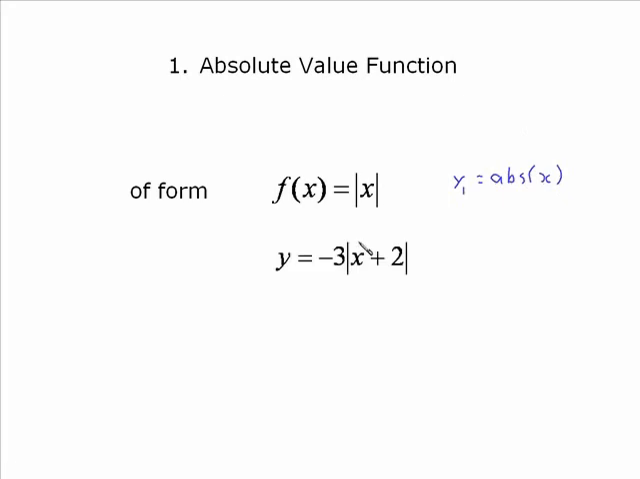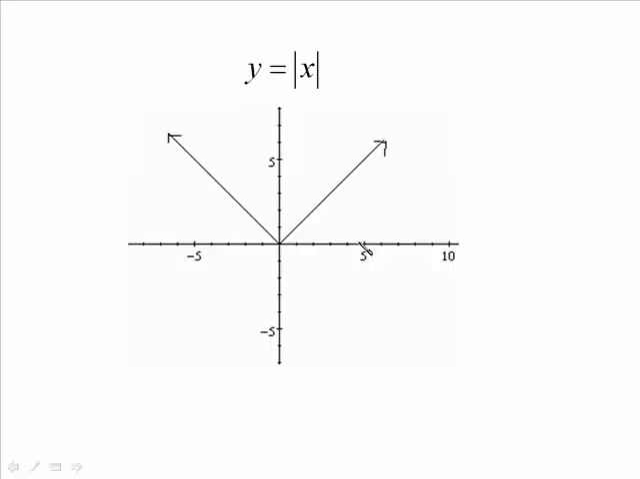And you see this is another absolute value function, negative 3 multiplied by the absolute value of x plus 2. And the basic absolute value graph just looks like a V with its vertex right there at the origin. But we can do lots with it by transforming that graph.